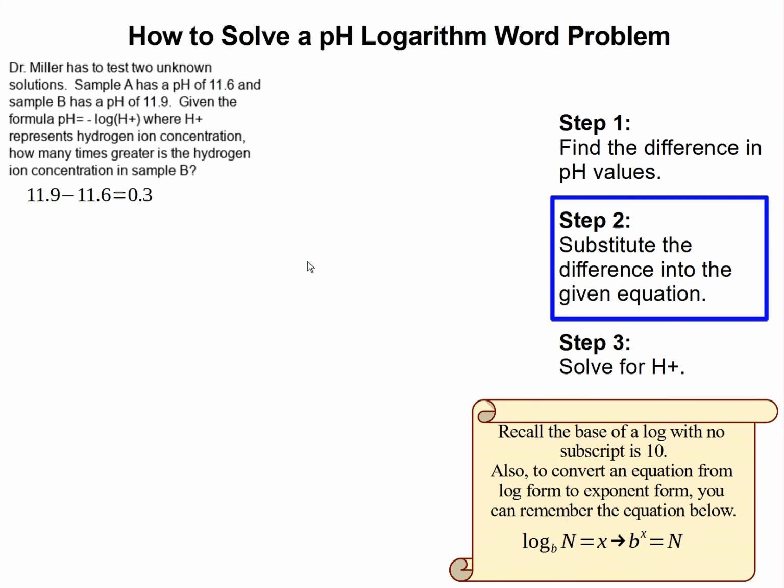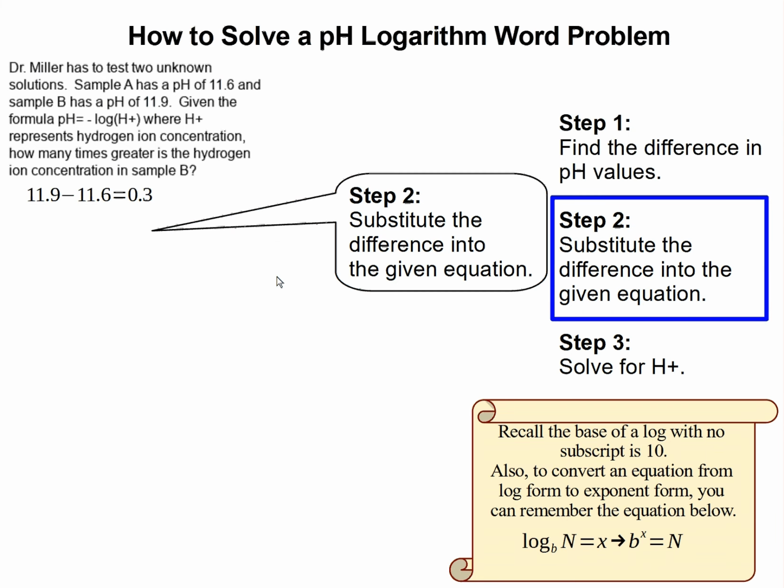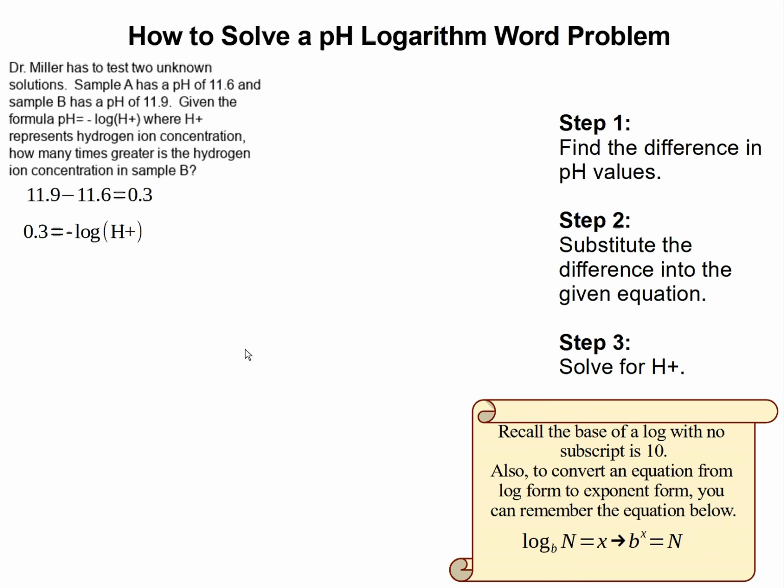Then we need to substitute the difference into the given equation, okay? So that difference goes where the pH goes, okay? And then we have the negative log of, and then the hydrogen ions, right? So we're solving for this here, right?